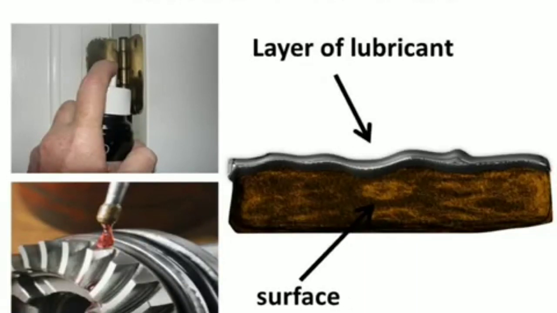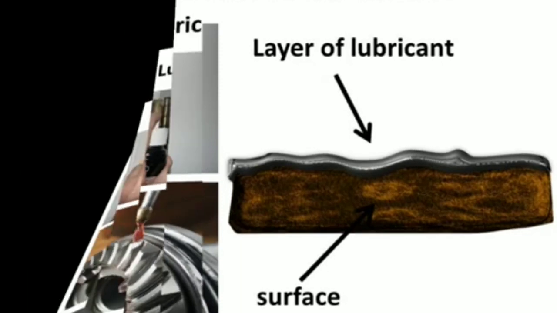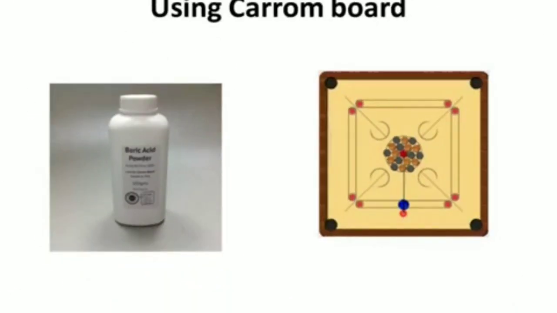We often use oil as a lubricant in the hinges of a door, isn't it? It reduces the friction between the moving parts and the door can swing smoothly without making much noise. Why do you sprinkle fine powder on the carom board? This is because it reduces the friction between the board and the striker and the pieces. So, the striker and the pieces slide easily and smoothly on the board.